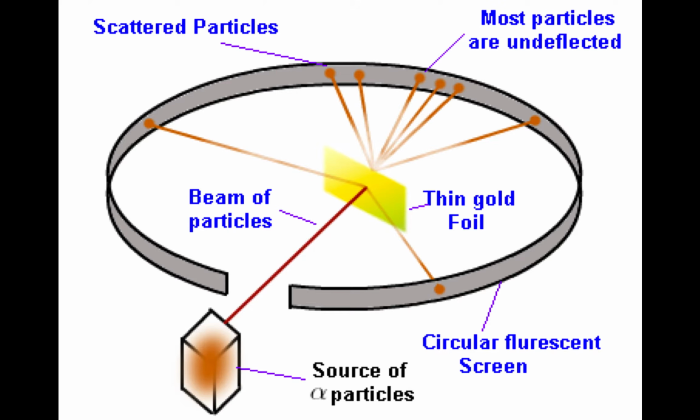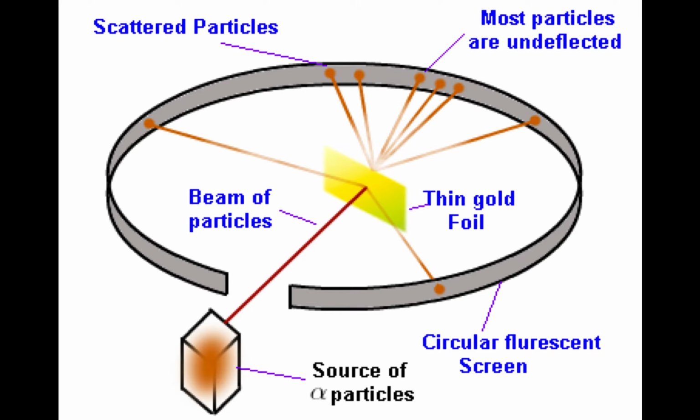which is approximately like 9 nanometers thin or something. So it is like really, really thin, almost the thickness of one or a few atoms or so, and it was surrounded by a circular fluorescent screen. This screen was put to detect the deflection or detect any positively charged particles that would strike it.